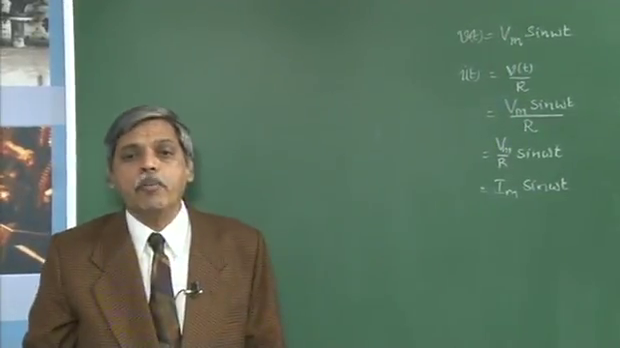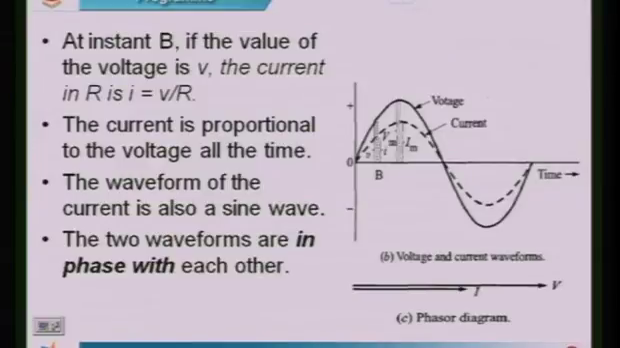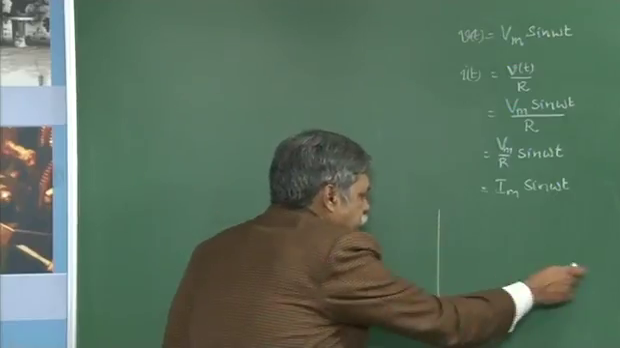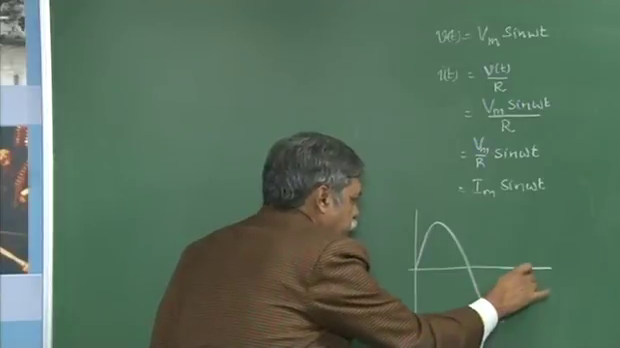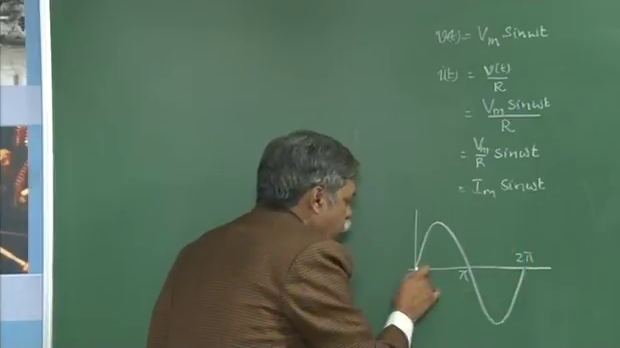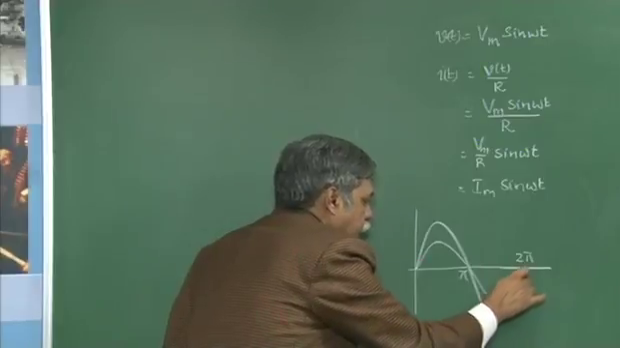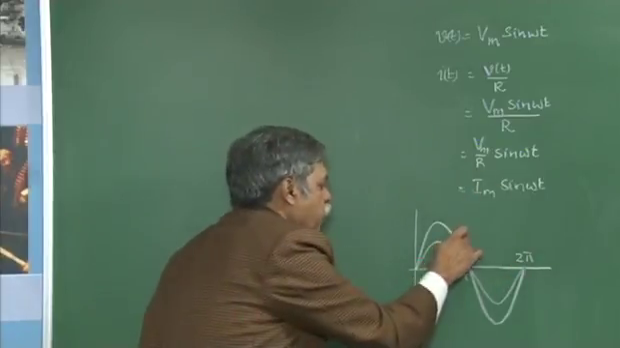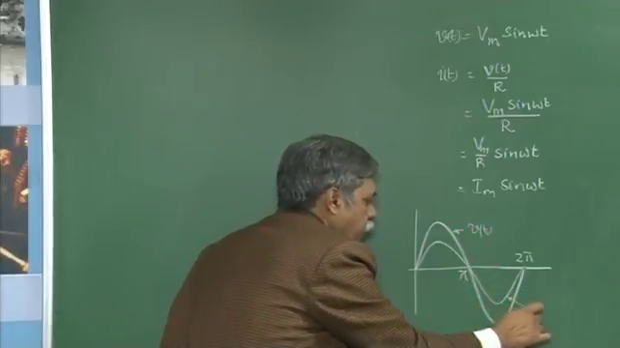Now, if you see the waveform here, the voltage and the current waveforms are given. The current waveform is represented by the dotted line. In the waveform for the voltage and current, when the voltage is varying according to a sine curve with a period of 2 pi radians, the current is also following the sine curve like this. The first waveform is the voltage waveform V of t, the second one is the current waveform I of t.